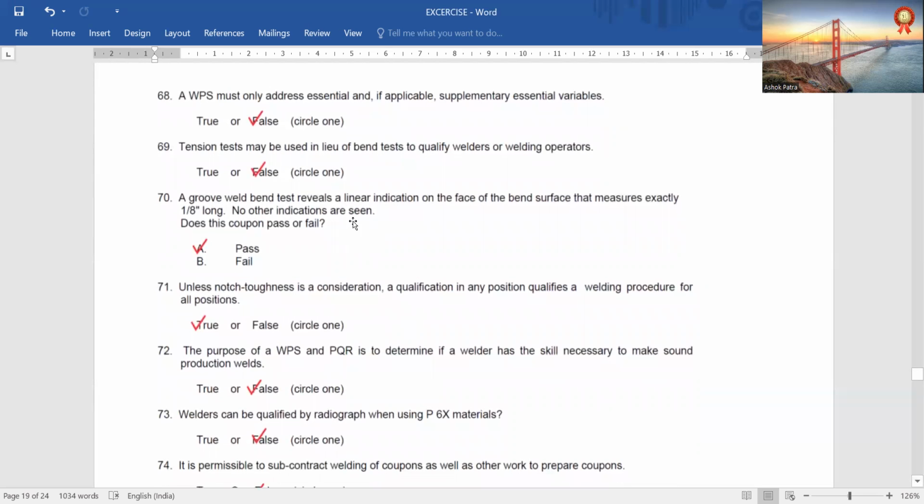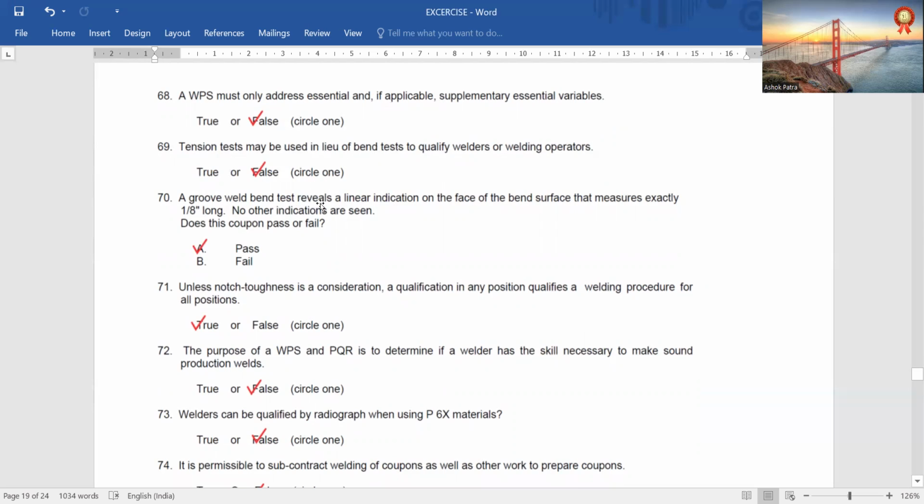A WPS must only address essential, if applicable, supplementary and essential variables. False. Tension test may be used in lieu of bend test to qualify welders, welding operators. False.